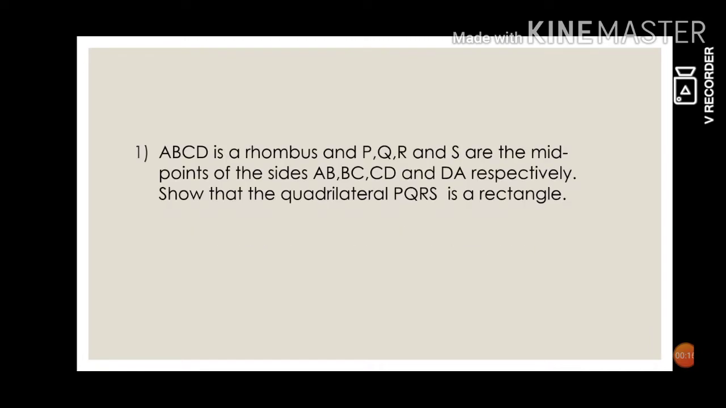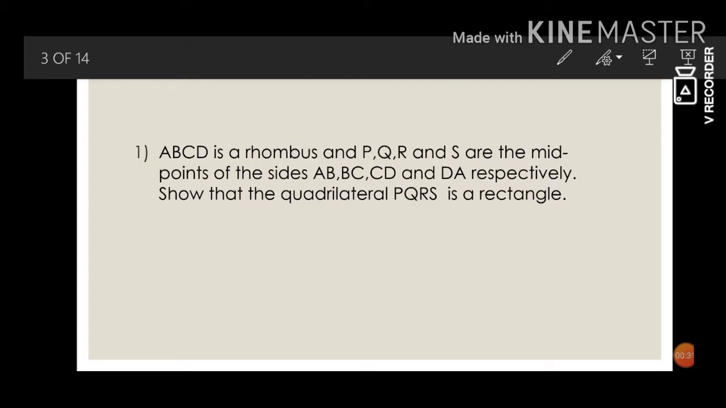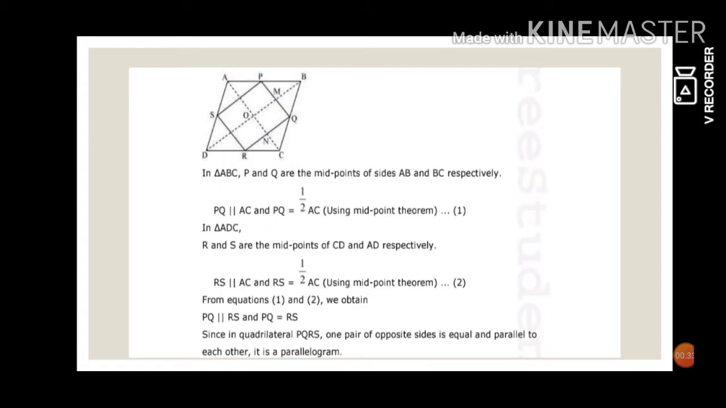The first question is: ABCD is a rhombus and P, Q, R and S are the midpoints of the sides AB, BC, CD and DA respectively. Show that the quadrilateral PQRS is a rectangle. So let us see the diagram.